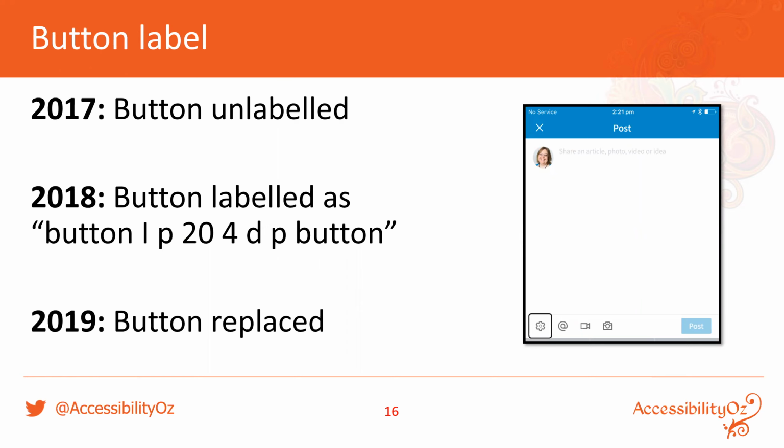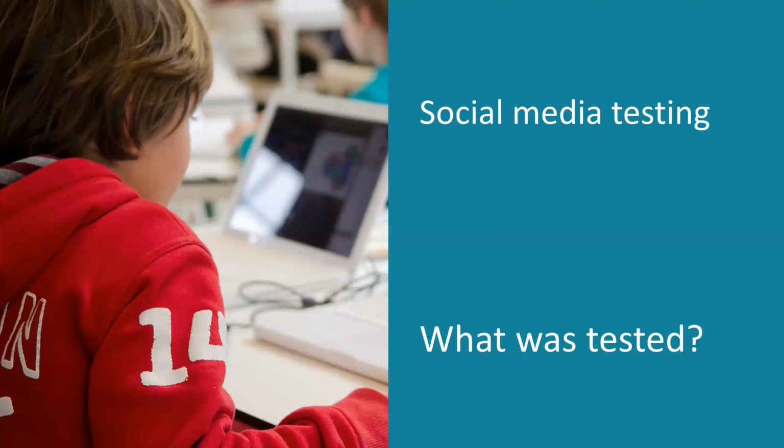So we've got posting a post, and there is a settings button. In 2017, the button was unlabeled, so it was just called button. In 2018, it was labeled, but it was labeled as button IP 24DP button. And in 2019, the button was actually replaced entirely. So once again, these things change all the time.